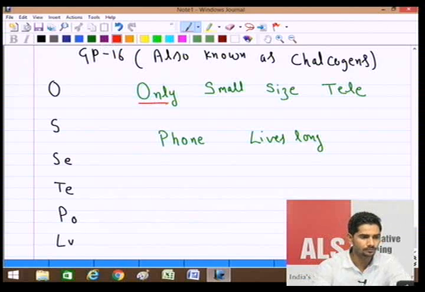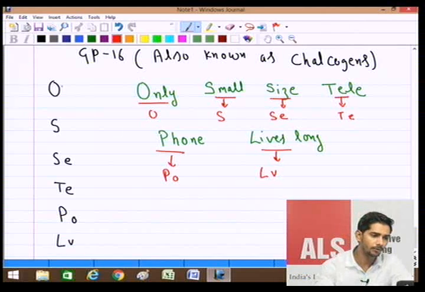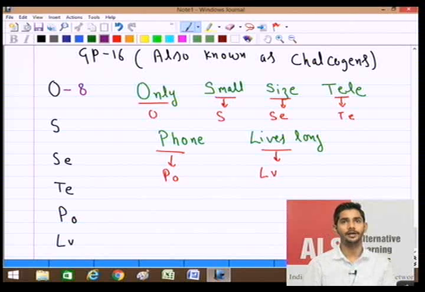So, oxygen, sulfur, selenium, tellurium, polonium, livermorium is Lp. Atomic number of oxygen is 8. Write down the rest of the atomic numbers.